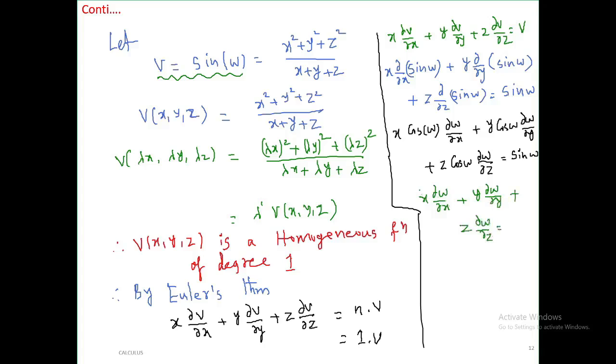Cos w, I'm taking common from the left hand side and sending it to the right hand side. So sin w by cos w, it is nothing but tan w. So therefore the final result is x into dou w by dou x plus y into dou w by dou y plus z into dou w by dou z. So this value is tan w.